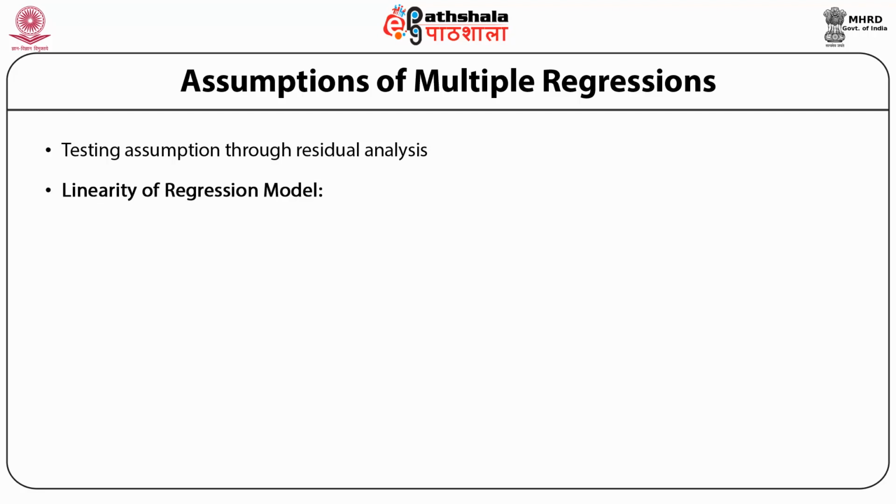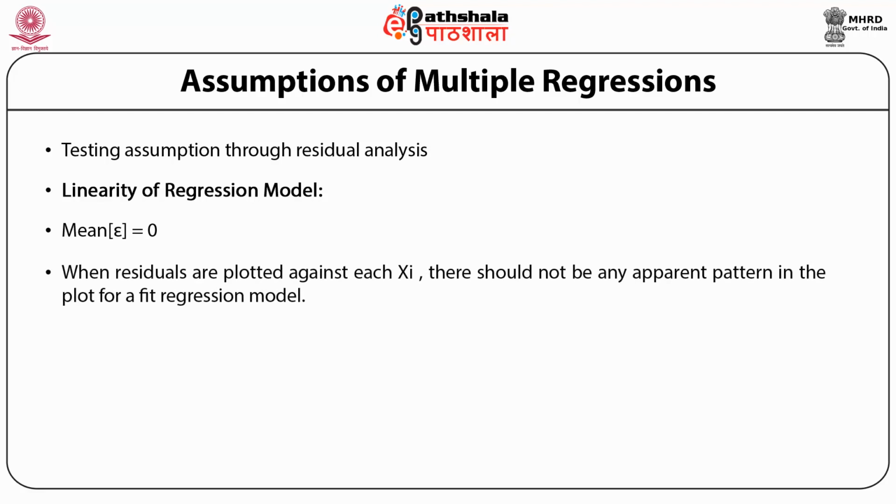Linearity of the regression model means the mean of our error term is equal to 0, and it can be ensured by plotting the residuals against every independent variable, and there should not be any apparent pattern in the plot for a fit regression model. If we see any apparent pattern, it means the errors are related to each other, and it would be a violation of the linearity of the regression model.